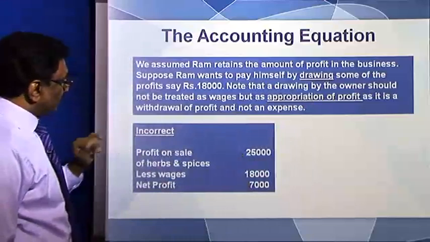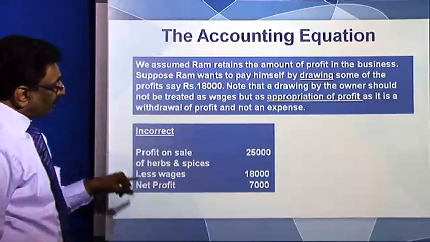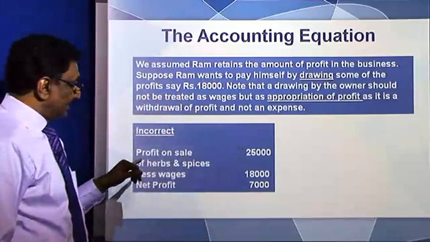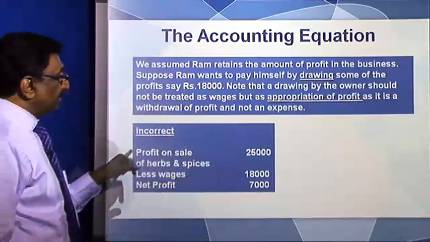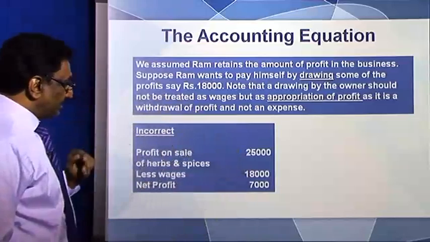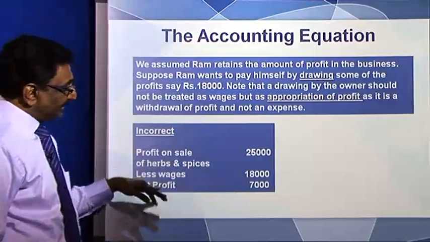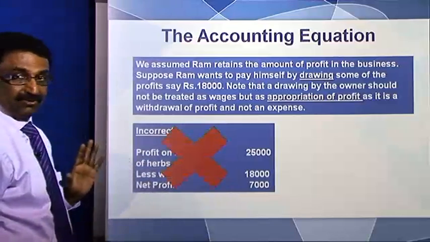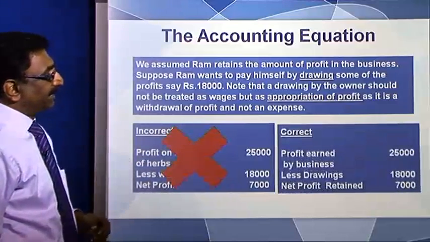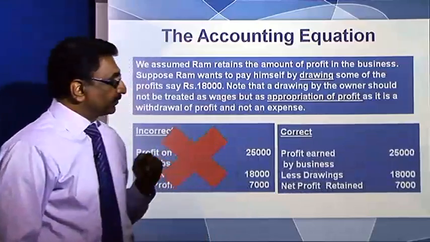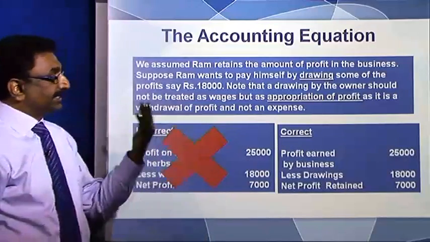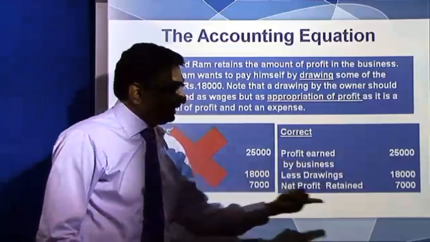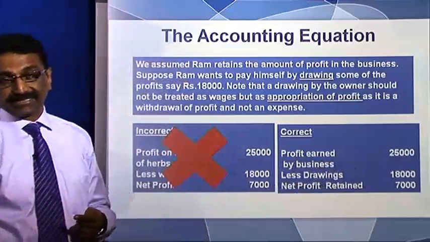So, let us look at this. What is not right to do is take the profit on sale, then treat Ram's 18,000 rupees of drawing as though it is salary or wage, and then arrive at net profit. That is a wrong way of looking at it. The right way is to say profit earned is 25,000, out of which Ram has taken 18,000, and the amount that has been retained in the business is 7,000.